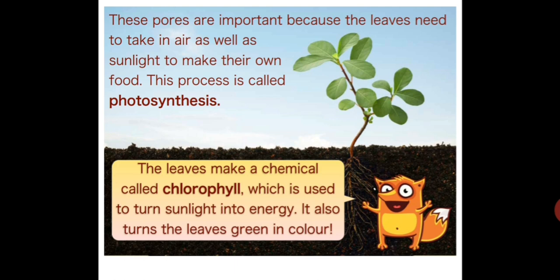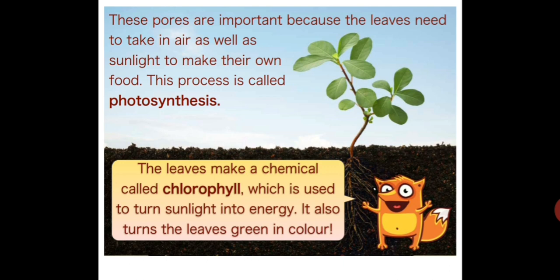So these pores are also important because the leaves need to take in air and sunlight to make their food. Now this process is called photosynthesis, and that is a really important word, so we need to learn this. You can break that into two words: photo, which means light, and synthesis, which means to make. So they're making their energy from light, and only plants can do that. We can't do that. Okay, so in the leaves of the plant, they have a chemical called chlorophyll, and that is the chemical that the plant uses to turn sunlight into energy. And it's also what makes the leaves of the plant green.